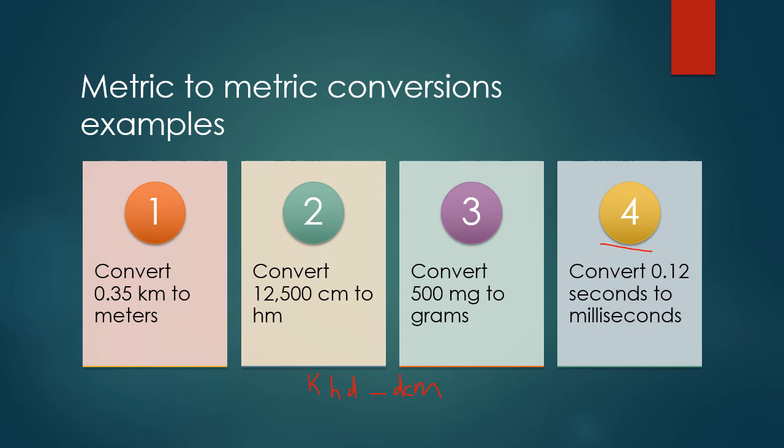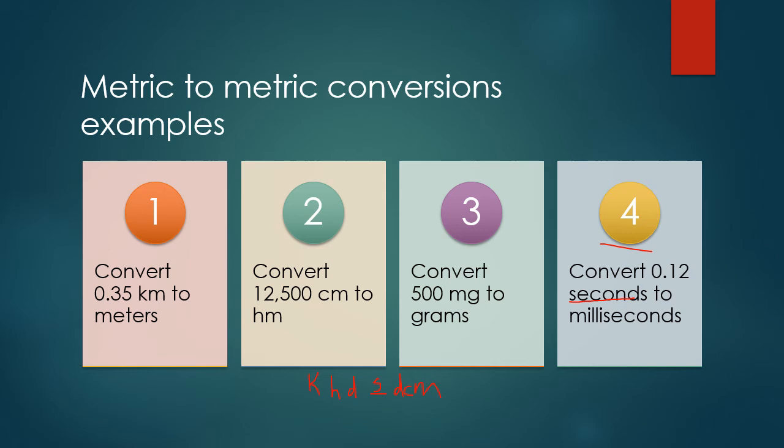So when you're approaching a metric to metric conversion problem, you need to first see what physical quantity you are converting. So in the case of number 4, we are converting 0.12 seconds to milliseconds. So we're doing time. More specifically, the units we're using are seconds. So what's going to go in my empty space is an S.